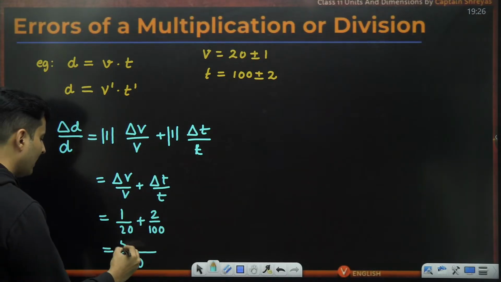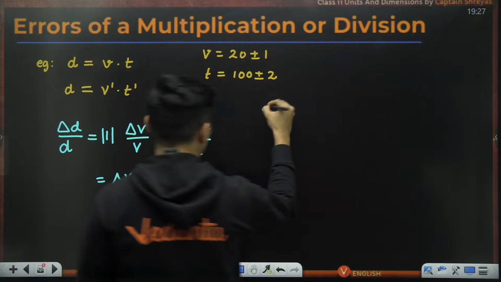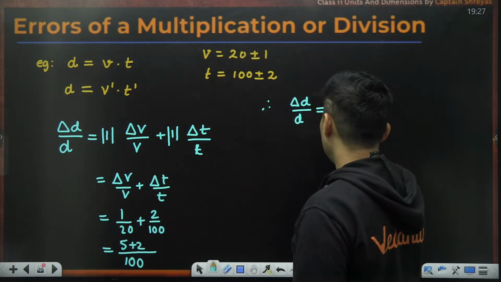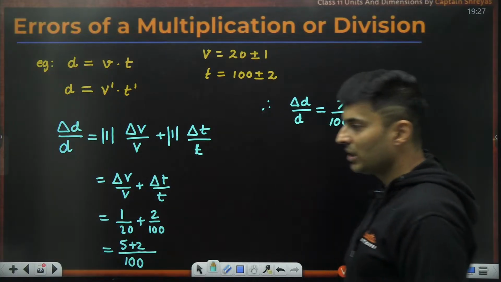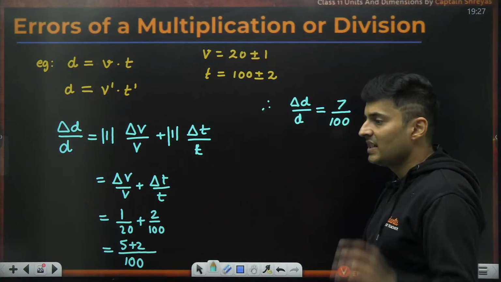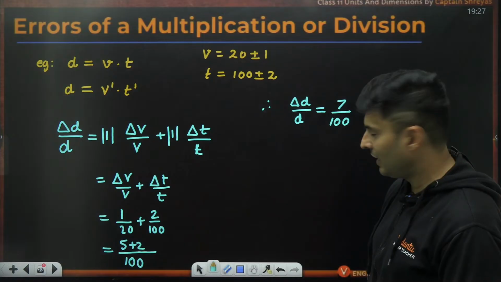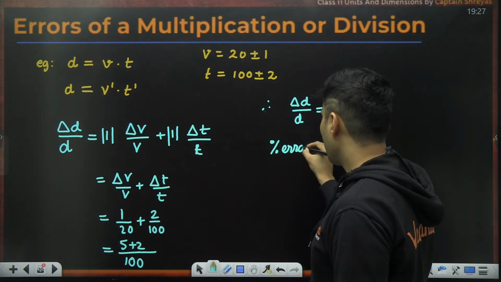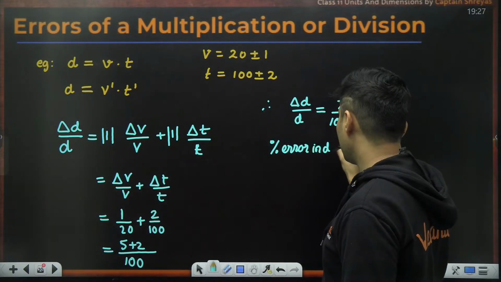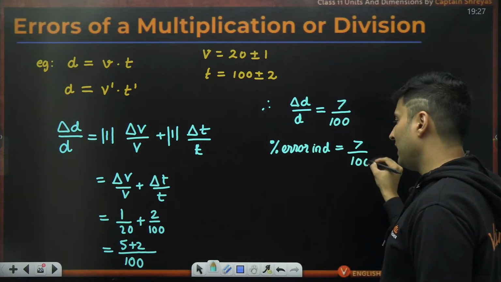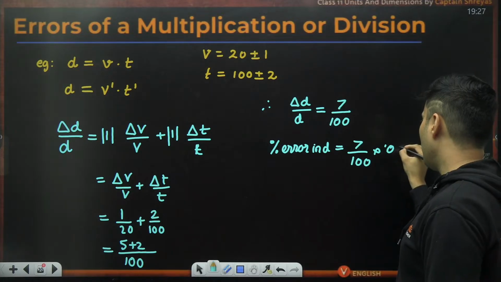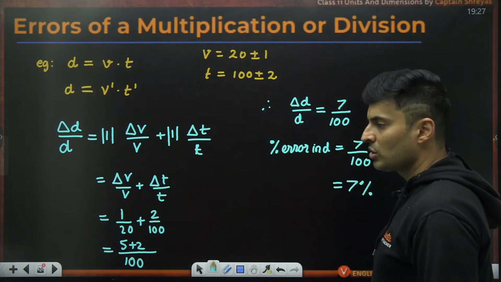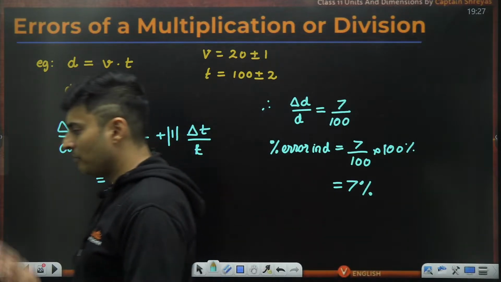So this will become 5 plus 2. Therefore, delta d divided by d will be nothing but 7 divided by 100. So the relative error in distance is 7 by 100. If you ask me the percentage error in the distance, just take 7 by 100 multiplied by 100. That's it. So that will give me 7% error. So the final error is basically 7%.